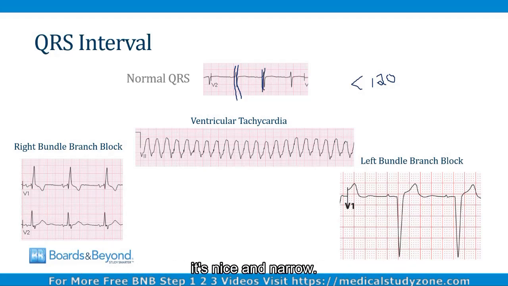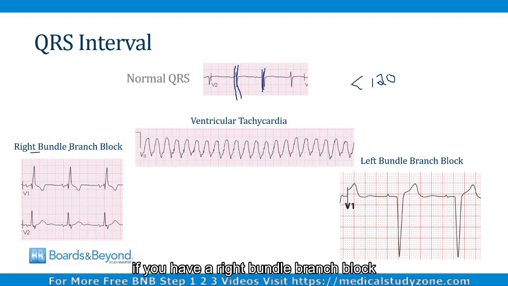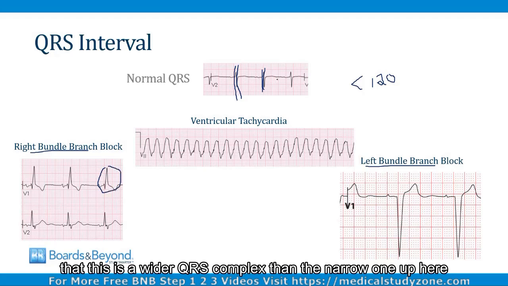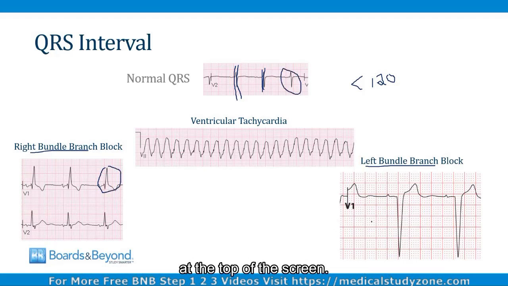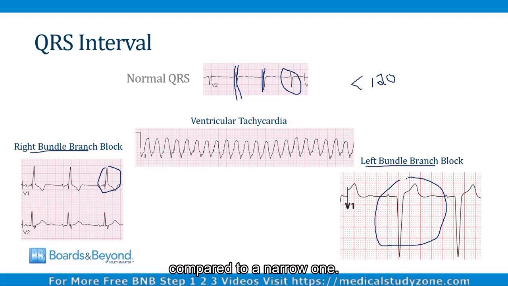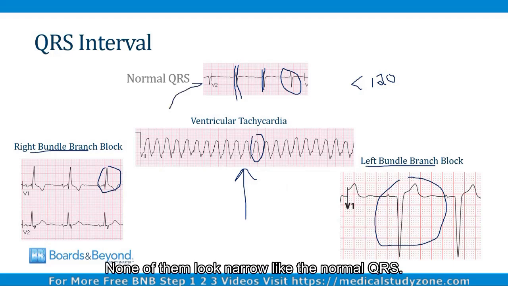It's nice and narrow. Some causes of a wide QRS interval are shown on this slide. First of all, if you have a right bundle branch block or a left bundle branch block, that will make the QRS complex wide. And hopefully you can appreciate, even without measuring it, that this is a wider QRS complex than the narrow one up here at the top of the screen. Same is true for the left bundle branch block. Hopefully you can appreciate that this is a wide QRS complex compared to a narrow one. And then the final cause of a wide QRS complex is ventricular tachycardia, which we've already been talking about. So all of these QRS complexes are wide. None of them look narrow like the normal QRS.